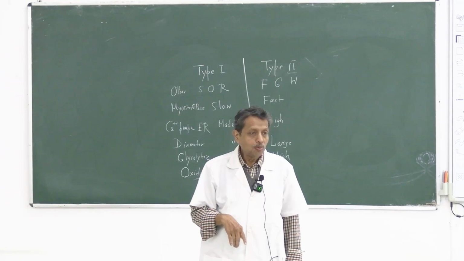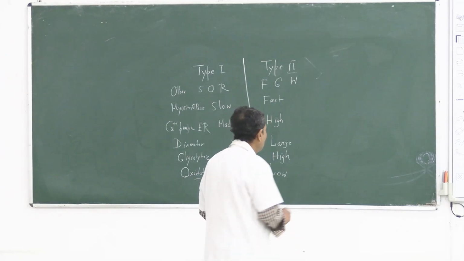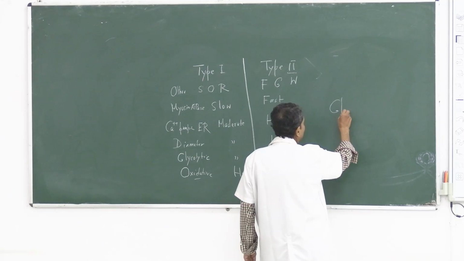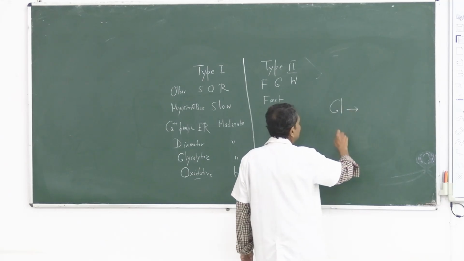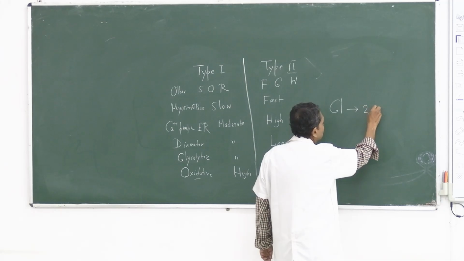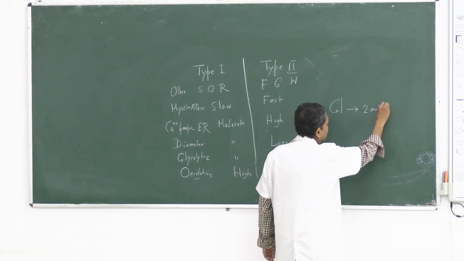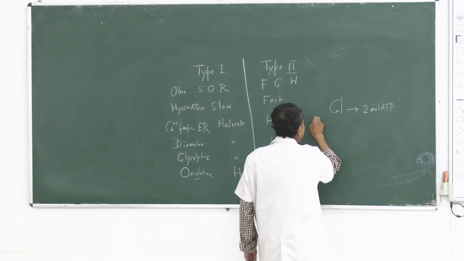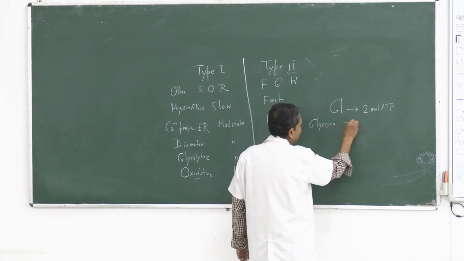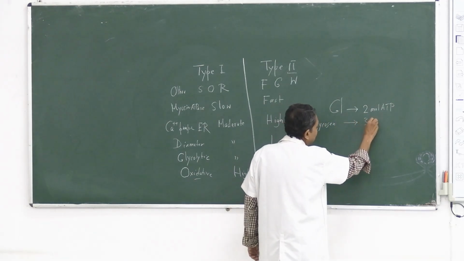From glucose molecule that enters into the muscle cells, it gives rise to 2 mole of ATP. And if it is from glycogen, then 3 mole of ATP is produced.